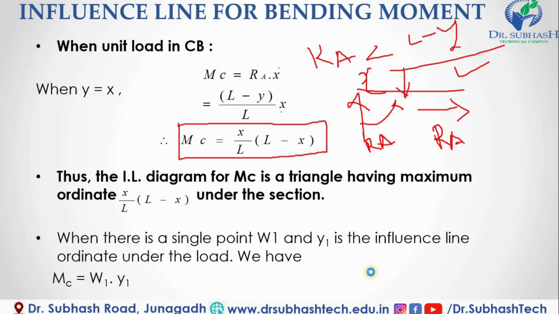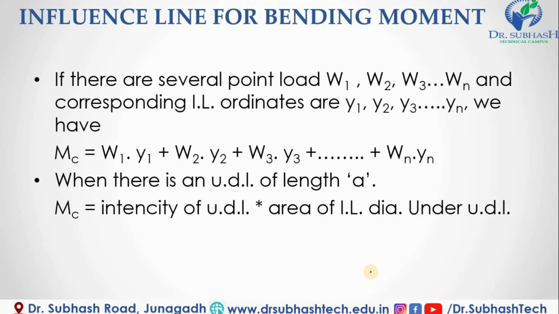Again, if there are several point loads like W1, W2, W3 up to Wn, and the corresponding coordinates we have found are Y1, Y2, Y3, Yn, then we just take the summation of W1 into Y1, W2 into Y2, W3 into Y3, up to Wn into Yn. In the same way, for a UDL of given length, the intensity of the UDL is multiplied by the area of the UDL. How should this multiplication work?